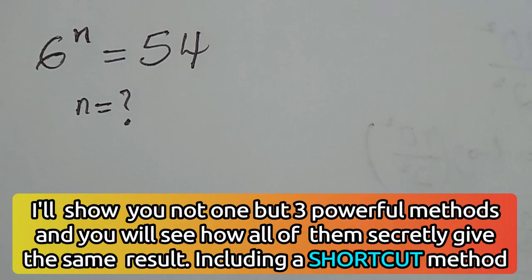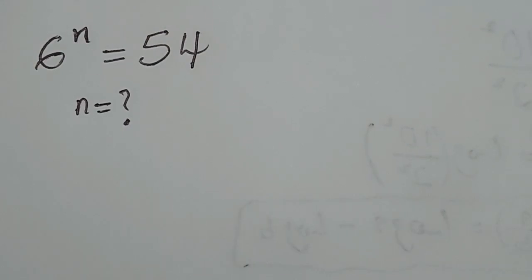In today's lesson, we want to solve this interesting expression. We want to find the value of n without using a calculator, using pure algebra with an Olympiad genius-like approach. I will show you not one but three powerful methods, and you will see how all of those methods secretly give the same result. Now let's dive in.